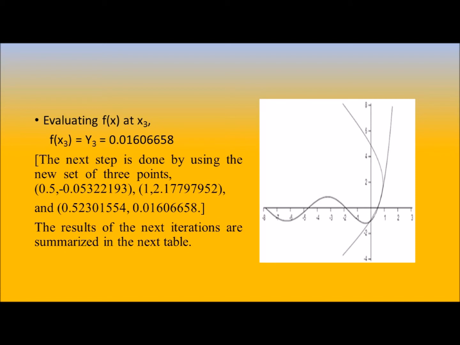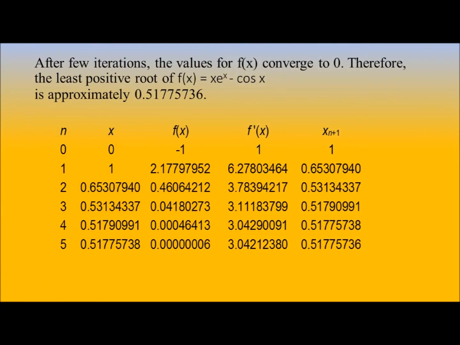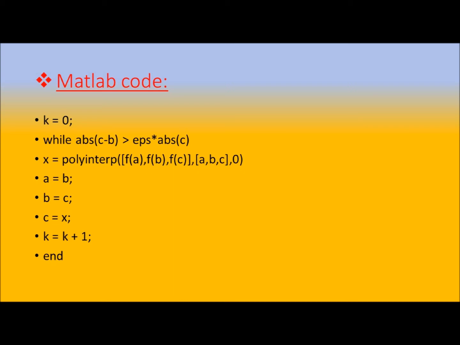Yes, so after following the process as per example 1, we got x3 and y3, and y3 is equal to 0.01606658. So the new point is 0.52301554 and 0.01606658. If we go to the next step, we can get all the iterations, as shown in the next slide. Let's go to the next slide.